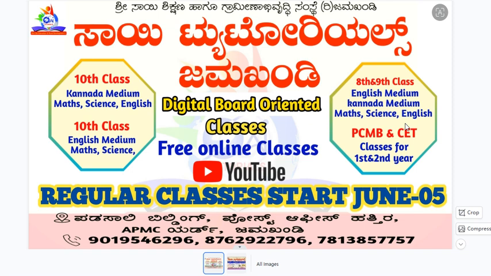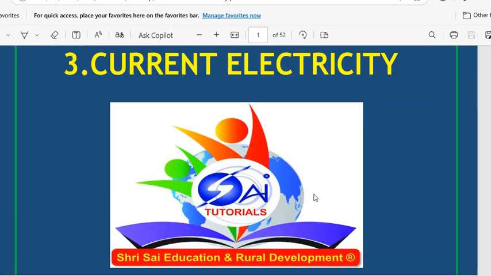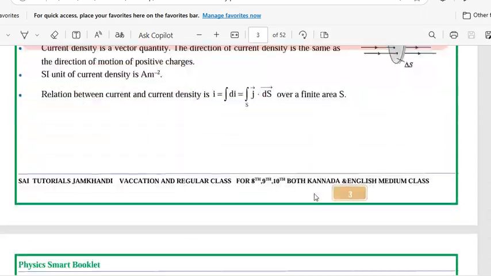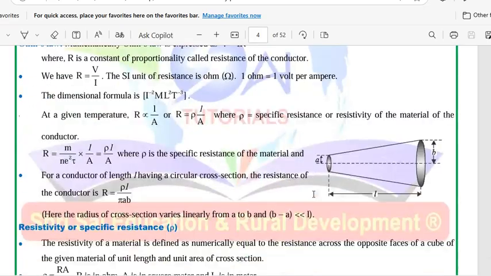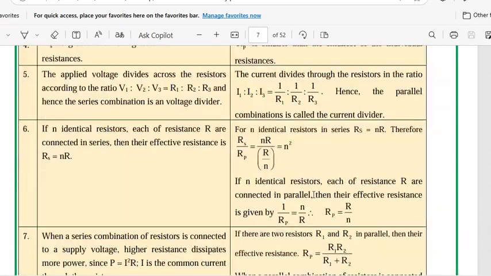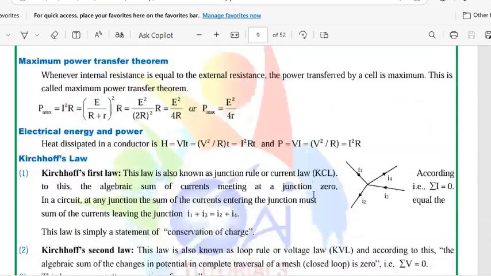So dear students, today in this session, I am going to discuss the further concept related to the third chapter of Physics Second PUC, that is current electricity. I have discussed so many things in this chapter. The last concept remaining here is the Wheatstone bridge. So let us discuss that Wheatstone bridge in detail.